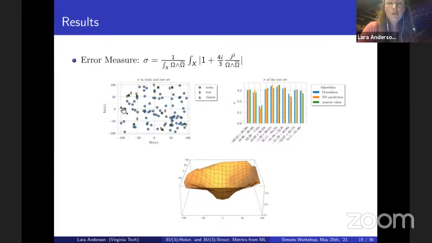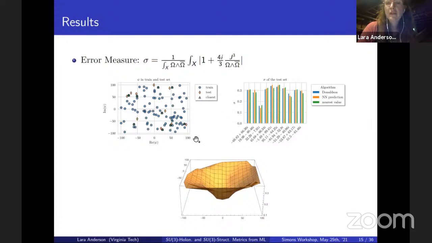Within this approach, here is the type of data that we were able to produce. So in this first image, we have values of the complex structure parameter, real and imaginary parts. The blue dots are the training data, so the values of the complex structure that the network was trained on. So for these, the Donaldson algorithm was run and a metric was produced for those values. The neural network then produces new Hermitian fiber metrics and hence Calabi-Yau metrics at other values of the complex parameters.